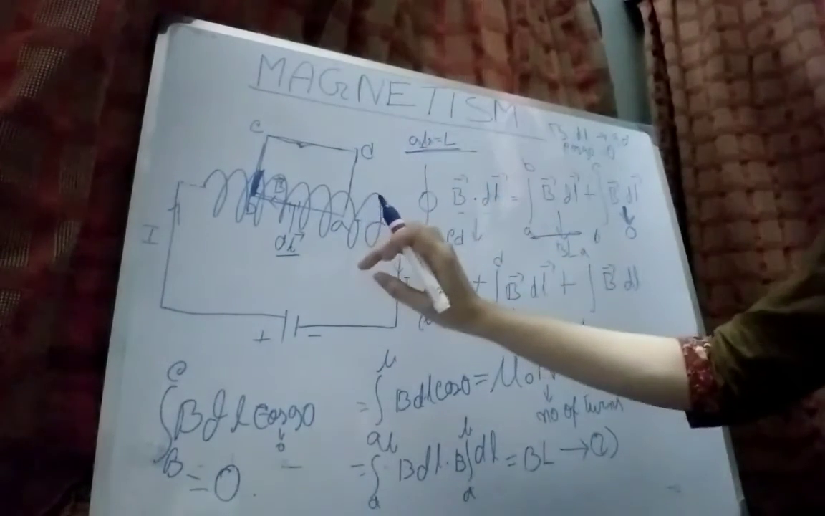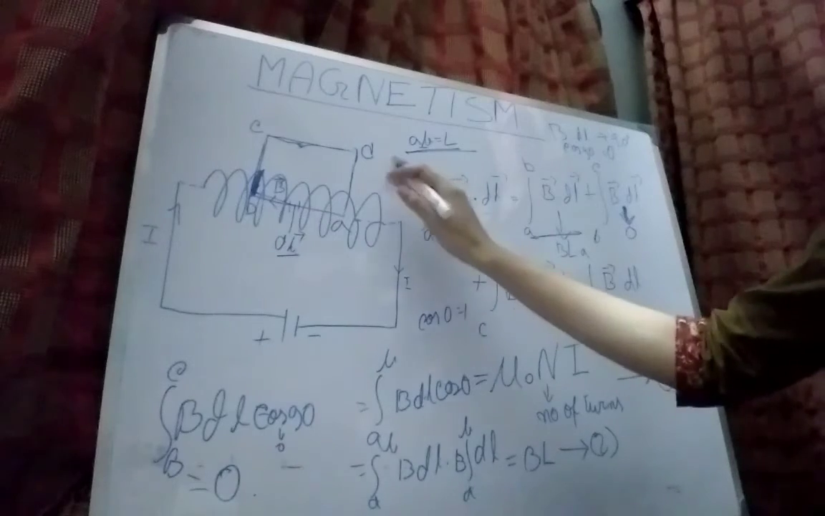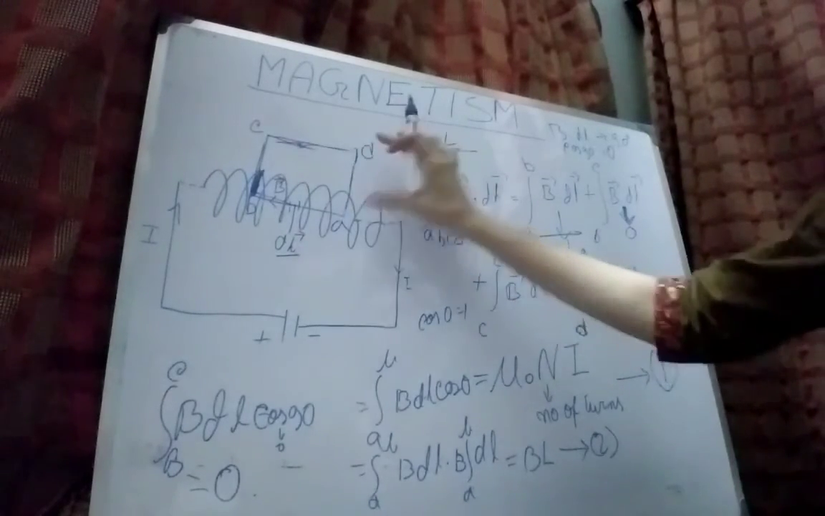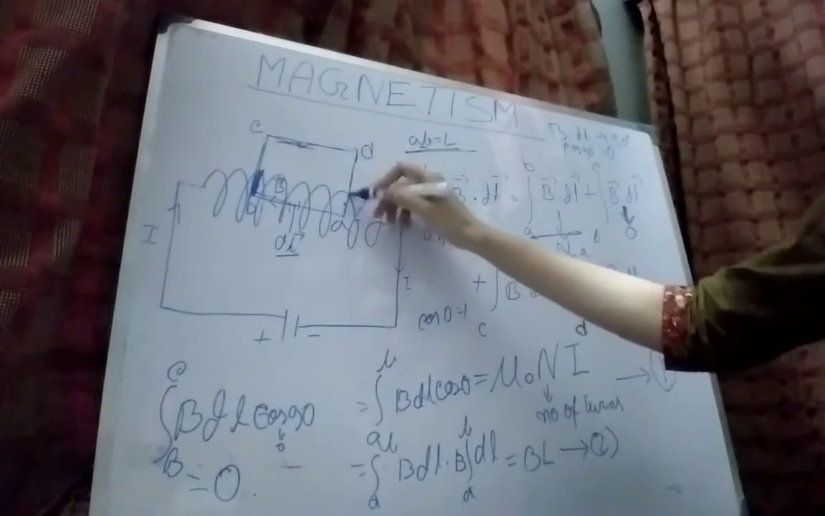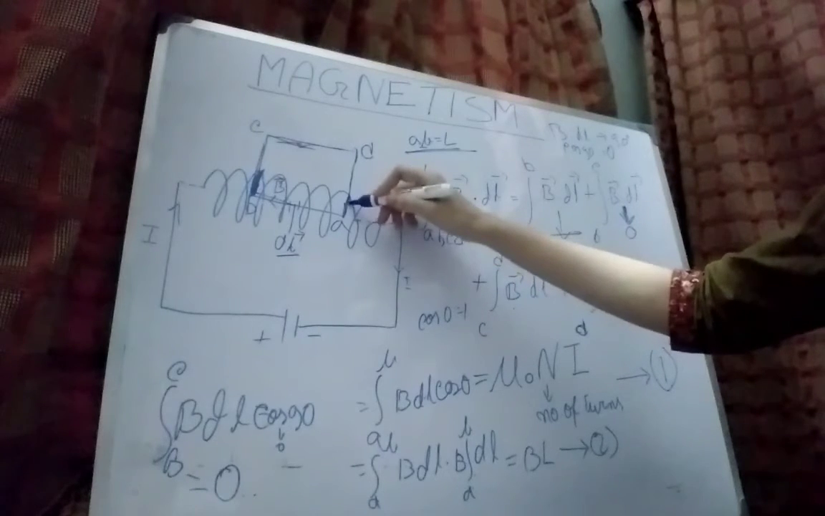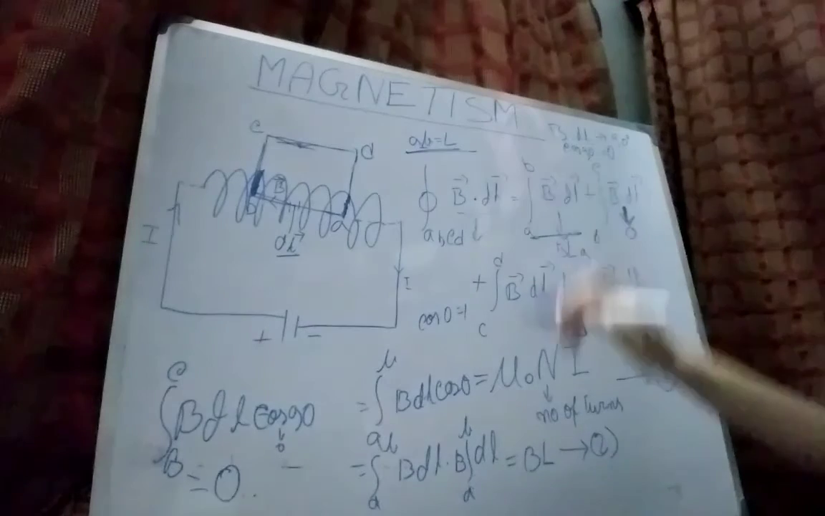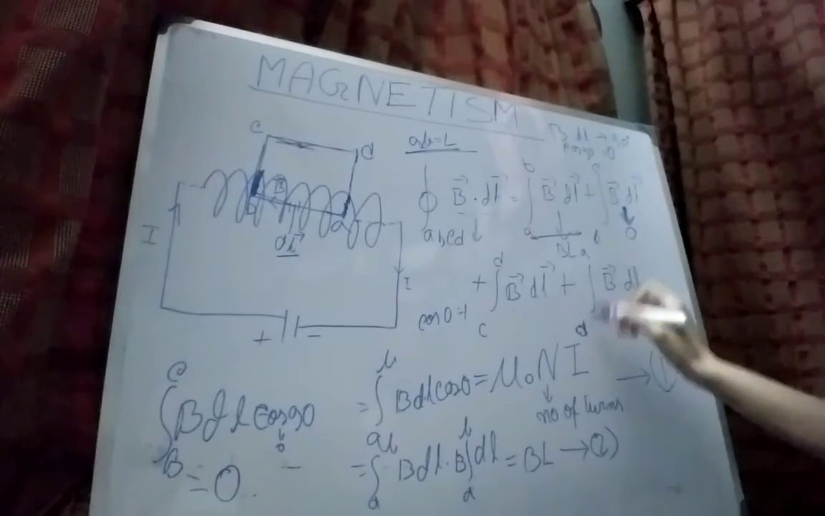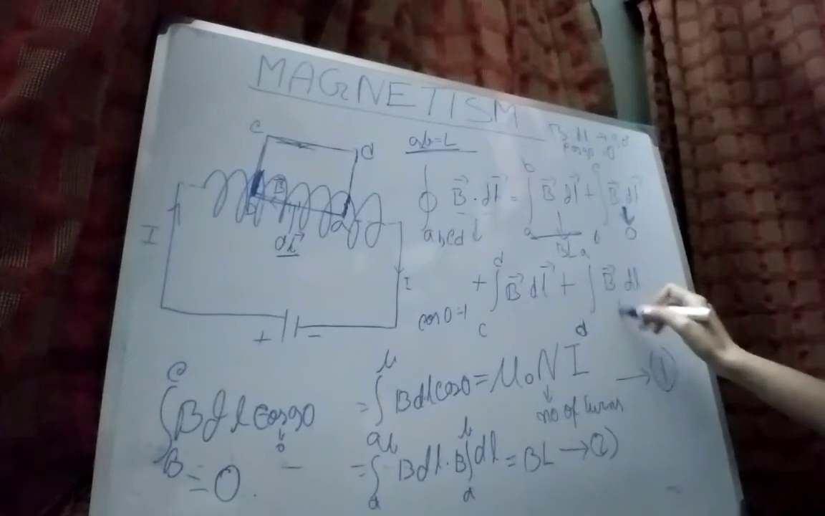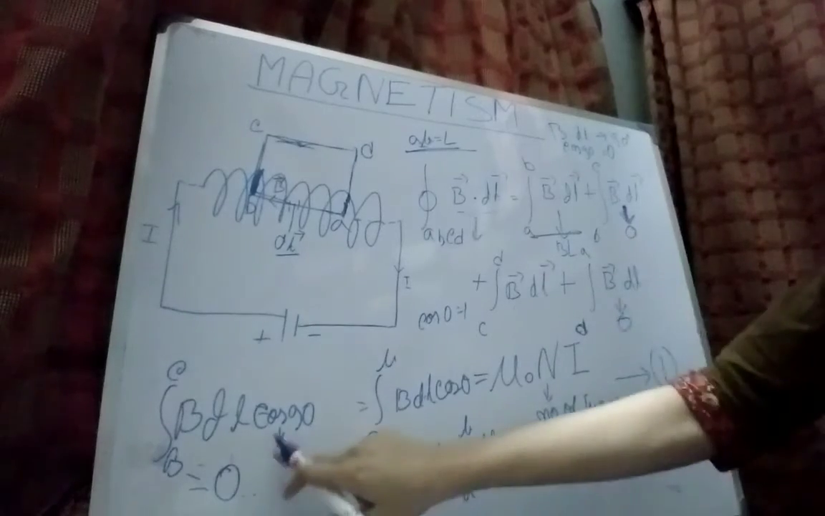And for the same reason, for this DA part, the magnetic field and the length dl are at 90 degrees. So for this part, B dl along DA will also be 0, just because of this reason.